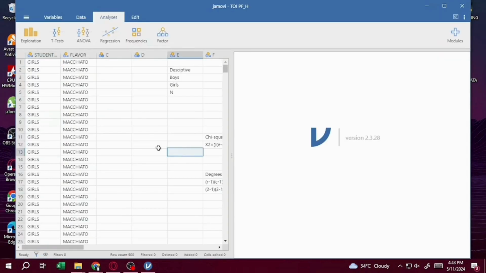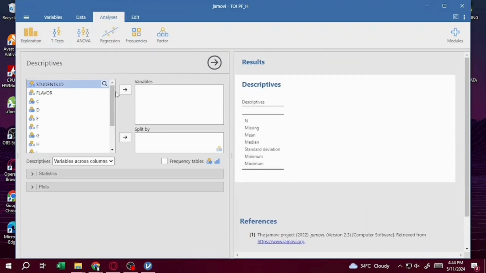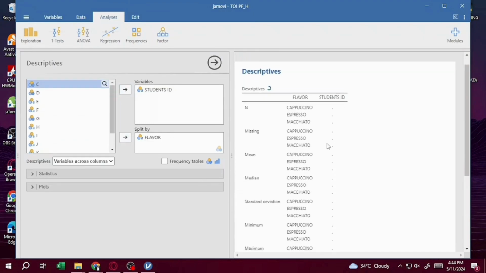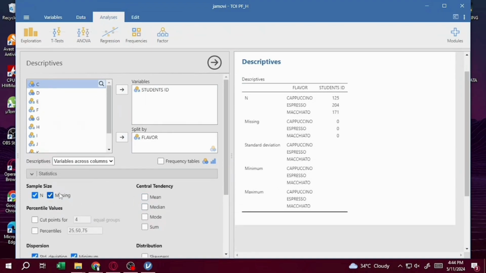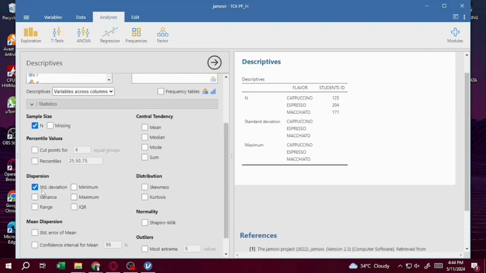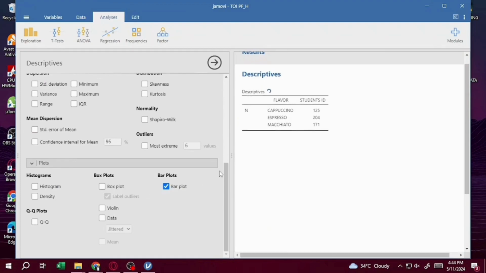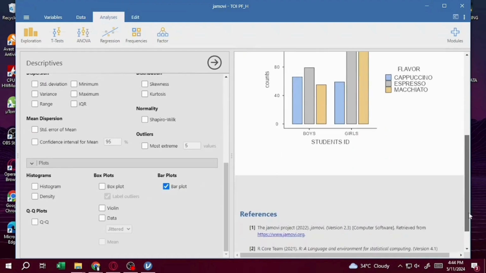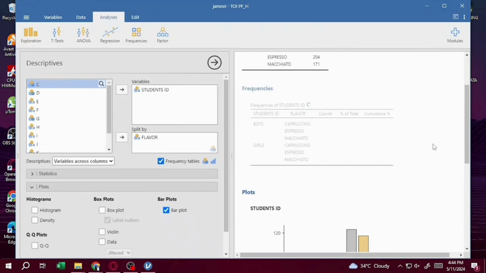The first thing that we have to do is click Exploration and then click Descriptives to get insights on the population. Our variable is student ID, split by the flavor to check the distribution. So now we have a population of 500 students who answered. We can see other things here; we have to remove these because we are not going to check them. And let us include the bar plot also to identify how it looks visually.